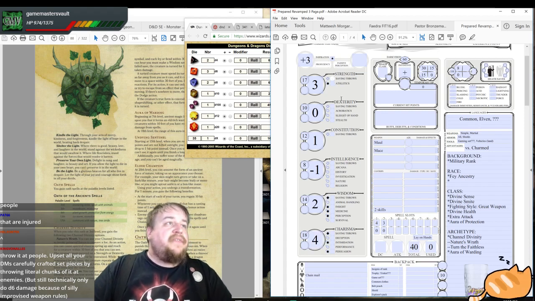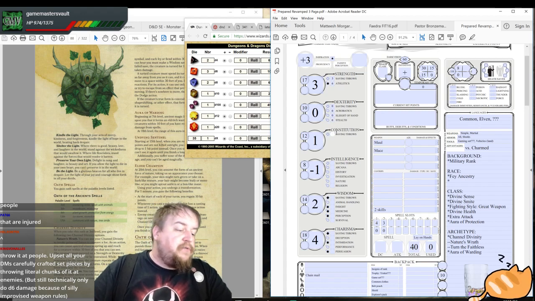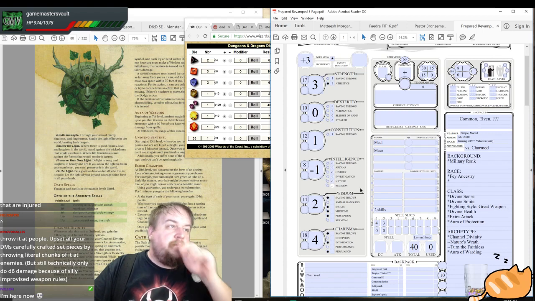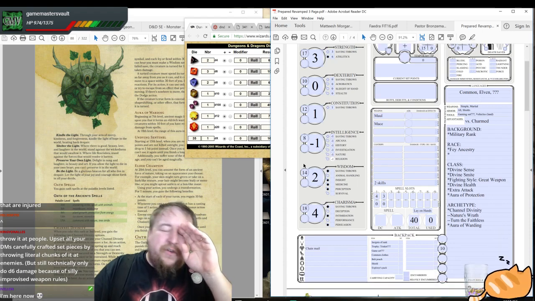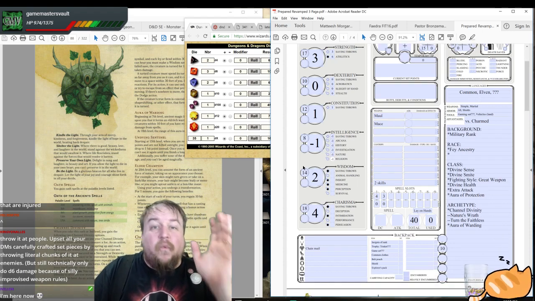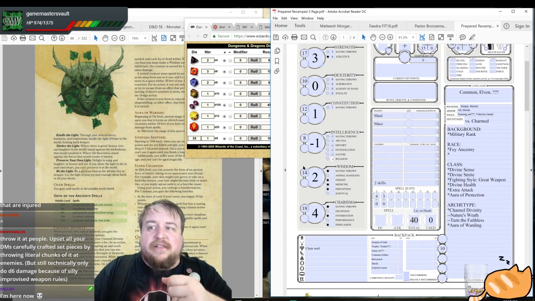Saving throws. Strength is 3. Athletics skill check is 6. Dexterity, everything is going to be 0s across the board. Constitution will have a 1. Intelligence, we're just going to Control-C and Control-V multiple times. She can't tell you how things work, she just tells you why they work. Or something along those lines.